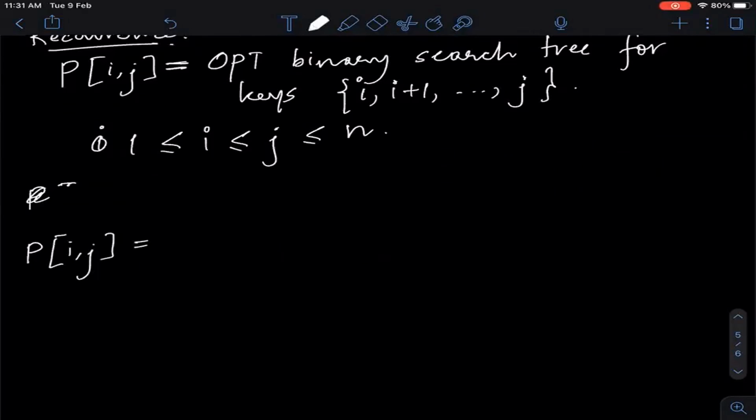Who can tell me? Given this optimal substructure lemma that we had, how should I write the recurrence? I guess it's easier to visualize if you just write down the elements: i, i plus 1, i plus 2, and up till j.